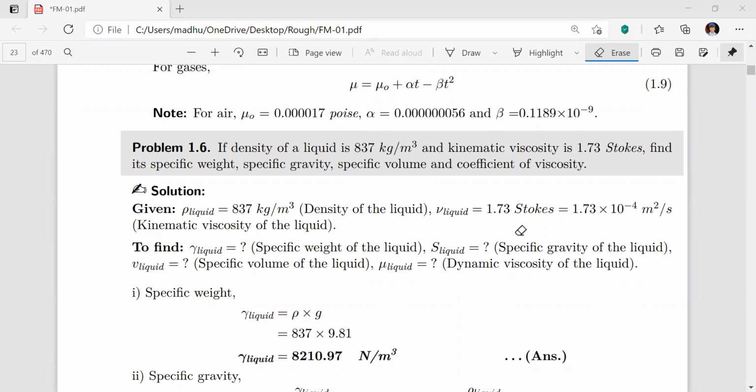Density of the liquid is 837 kg per meter cube, and kinematic viscosity is 1.73 Stokes. Find its specific weight, specific gravity, specific volume, and coefficient of viscosity. Okay, so this is what they have given.